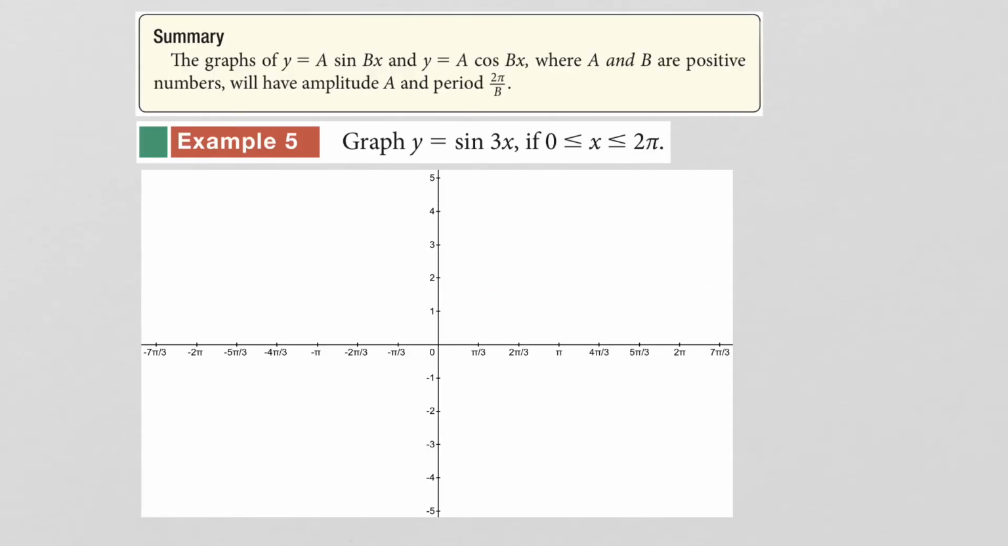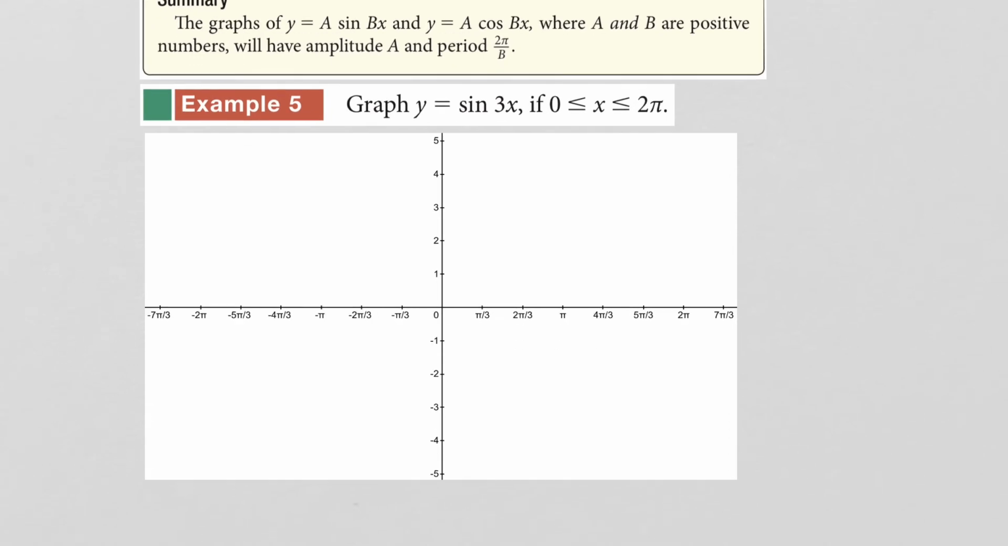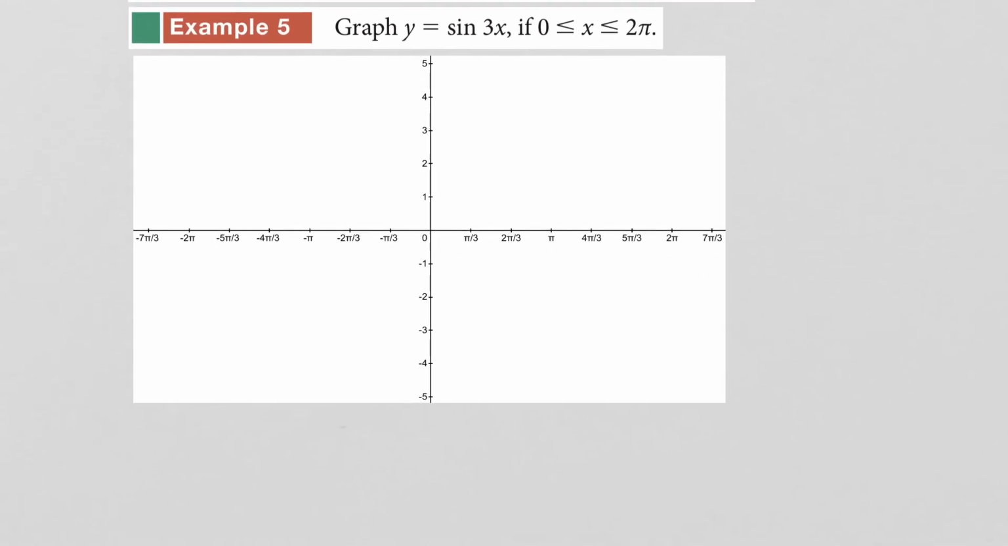The graphs of y equals a times the sine of bx, or y equals a times the cosine of bx, where a and b are positive numbers, will have amplitude a, we already talked about that, but the period will be 2 pi divided by b. So this allows us to graph a little bit more efficiently if we have that knowledge.